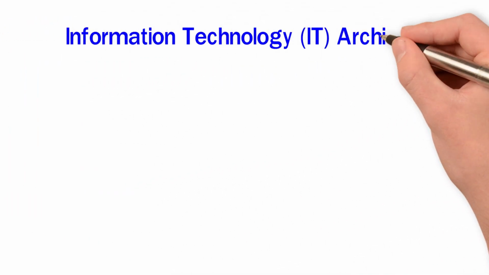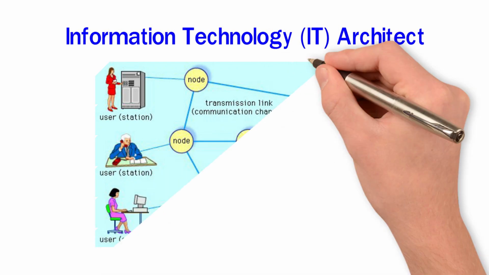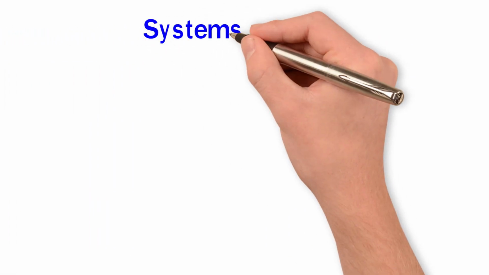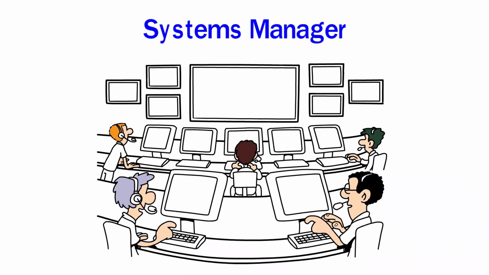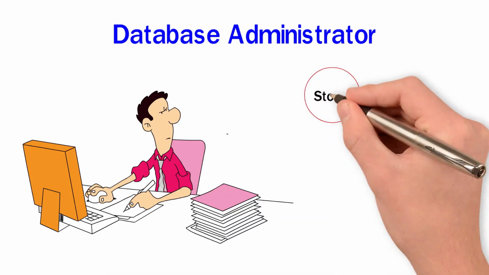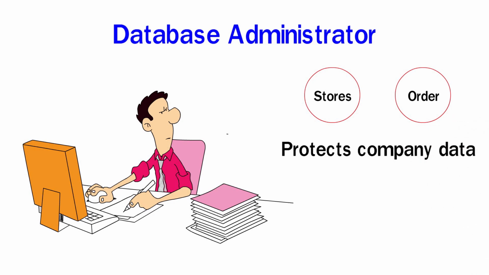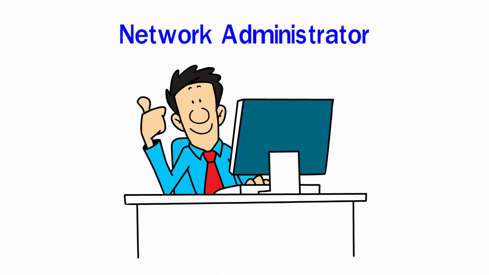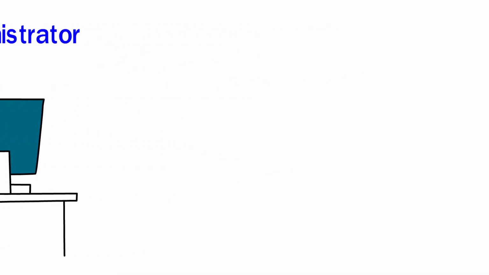Information technology, IT, architect. A person who designs data communication networks. Systems manager. A system manager oversees and coordinates IT operations. Database administrator. A person who manages computer information, stores, orders, and protects company data. Network administrator. A person who maintains the daily operations of computer networks.